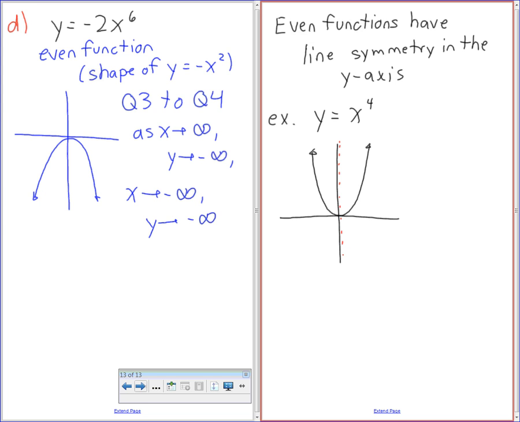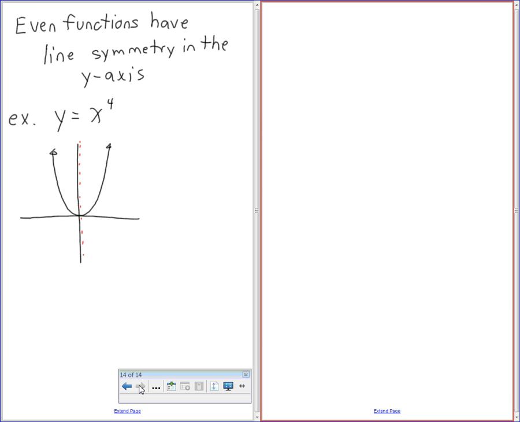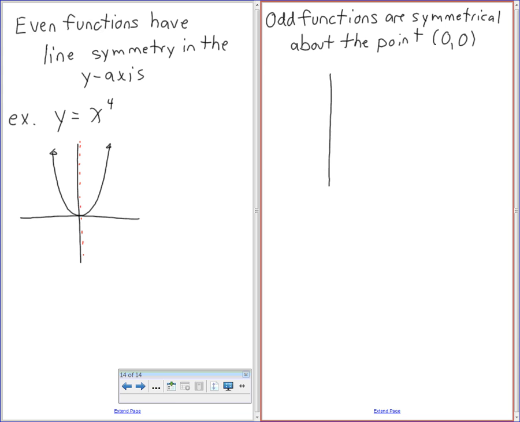The second one is odd functions. Odd symmetry. They are symmetrical about the point 0, 0. For example, y equals x cubed. If you take a look, those are symmetrical points. If you take this line right here and rotate it like this, that's exactly the same line. So that's the symmetry that they talk about in here.